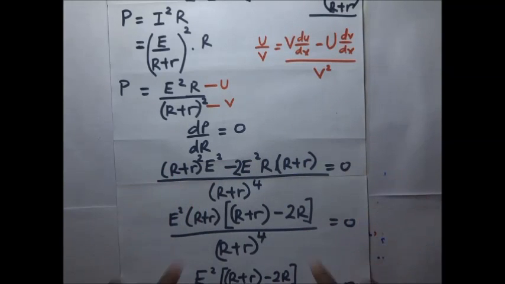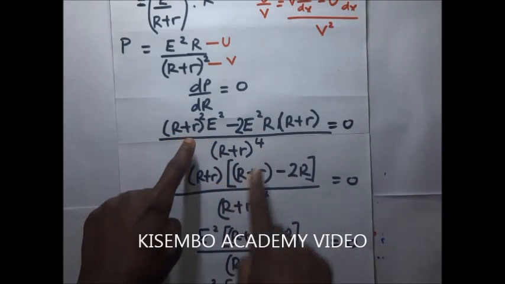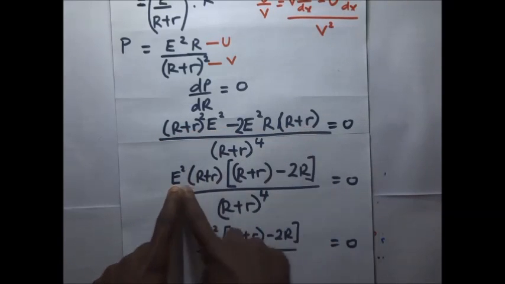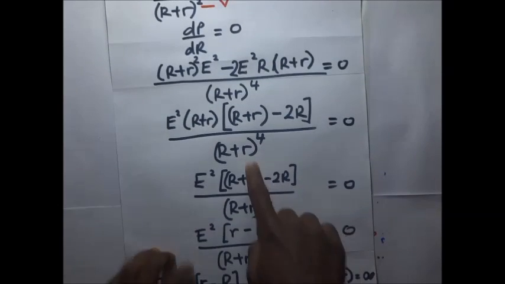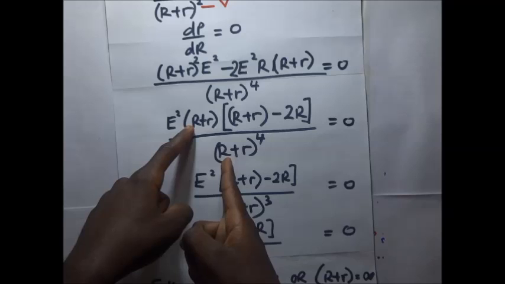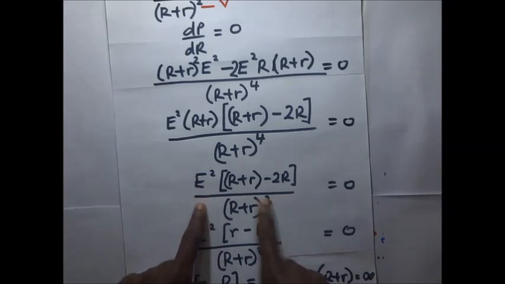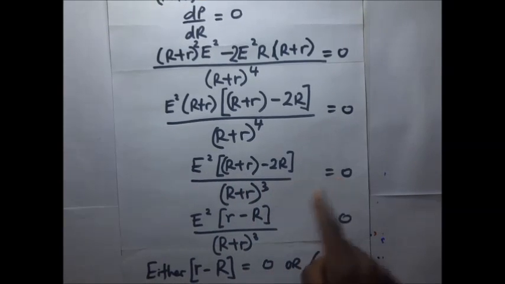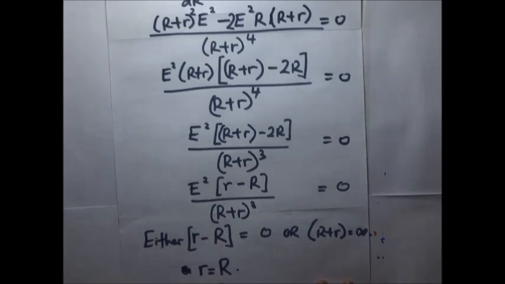So the rest is to reorganize it. When we factorize, we factorize out the common terms. They are E squared R plus r over R plus r to the power 4. One of these cancels with that, and you remain with R plus r to the power 3 in the denominator. So that's going to be equal to E squared into R plus r minus 2R, equal to 0. You end up with this expression.